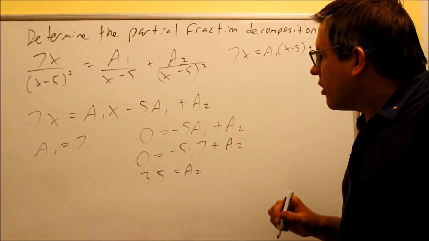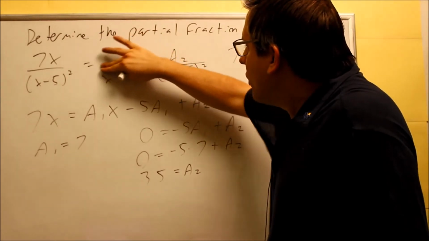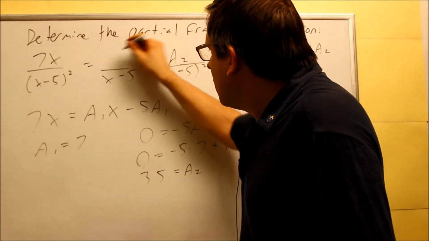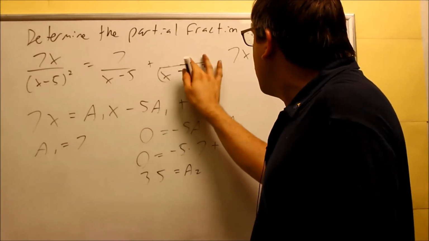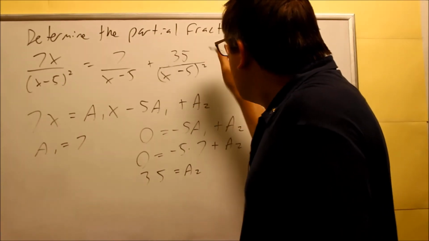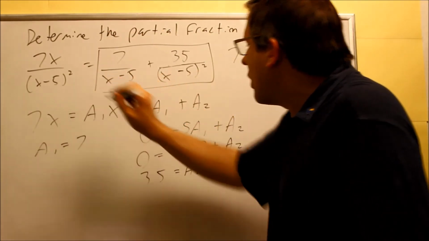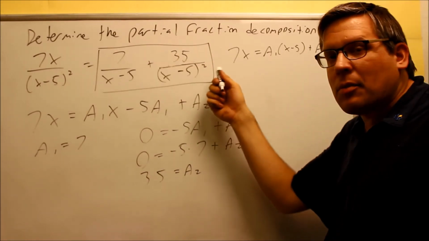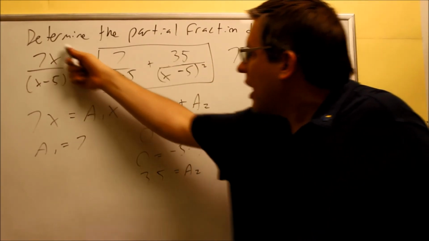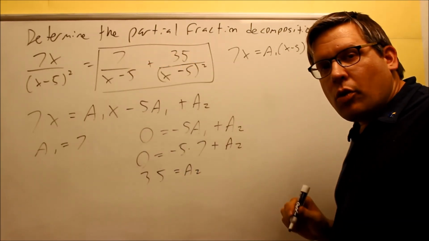So now how do we write our answer? Well, what we're going to do is remove the a1 that we have here, replace that with 7. And then 35 is going to go in there for a2. So basically your answer is going to be this one right here. The partial fraction decomposition is going to be this. And again, if you get common denominators, you'd be able to get back to the original one that you started with. But this right here would be your answer.